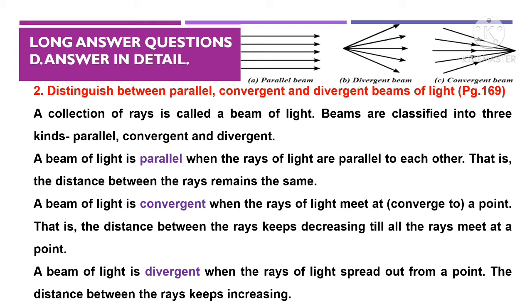A beam of light is convergent when the rays of light meet at, that is, converge to a point. That is, the distance between the rays keeps decreasing till all the rays meet at a point. A beam of light is divergent when the rays of light spread out from a point. The distance between the rays keeps increasing.